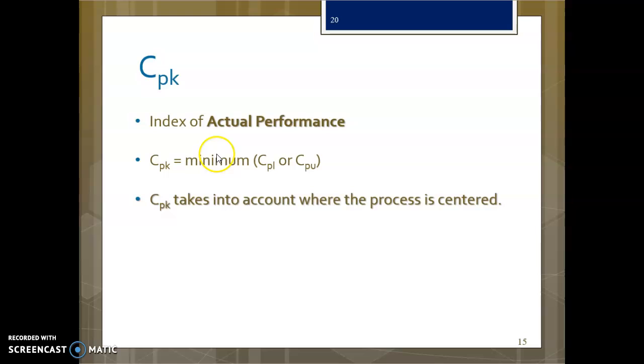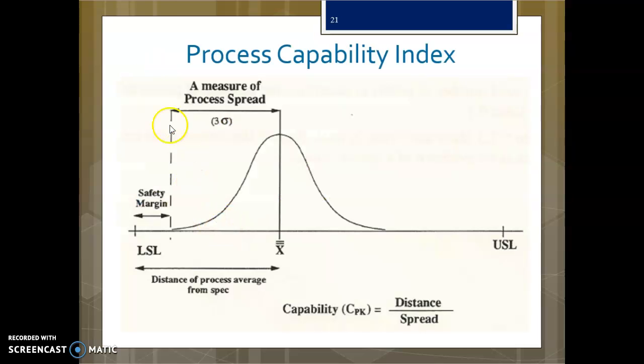Now the CPK means the index of the actual performance. So that is determined as the minimum of the CPL or the CPU, which of those two, okay? And it takes into account where the process is centered. So it just takes the minimum of these two. That's all that is, okay? So let's look at the next one.